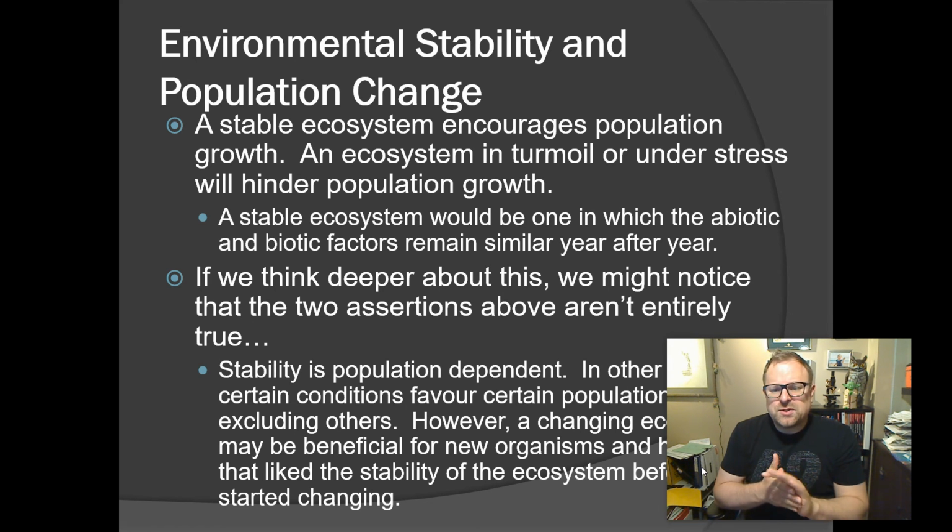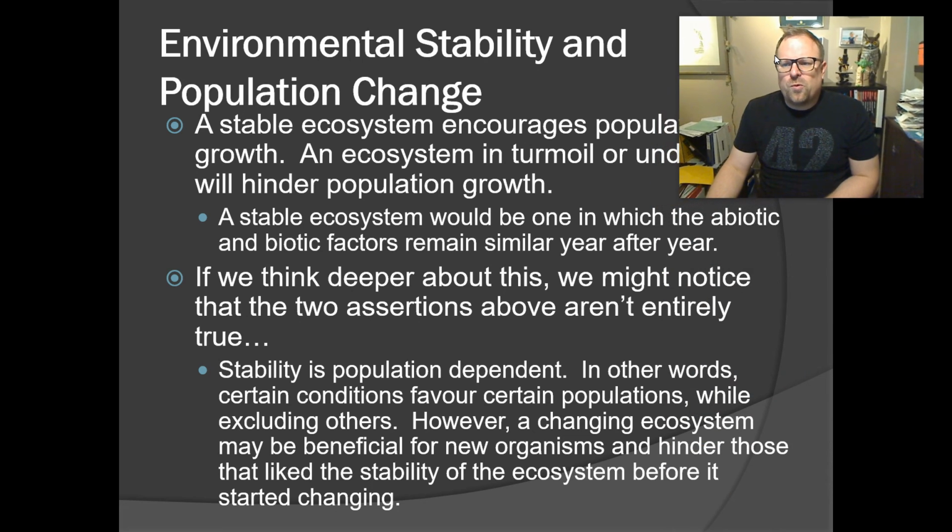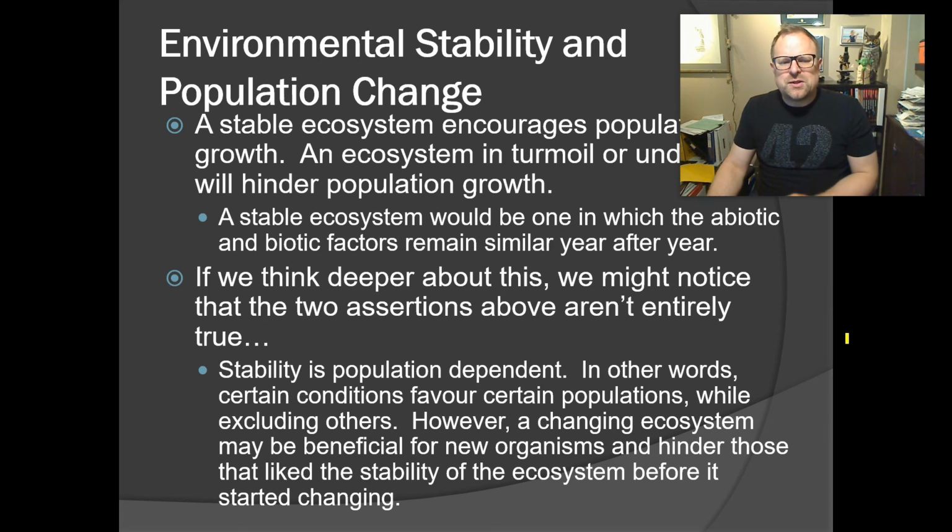A stable ecosystem would be one in which the abiotic and biotic factors remain similar year after year, so that we can easily predict what's going on. If we think deeper about this, we might notice that two assertions aren't entirely true. Stability is population dependent. In other words, certain conditions favor certain populations while excluding others. However, a changing ecosystem may be beneficial for new organisms, but hinder those organisms that like the stability of the ecosystem before it started changing.